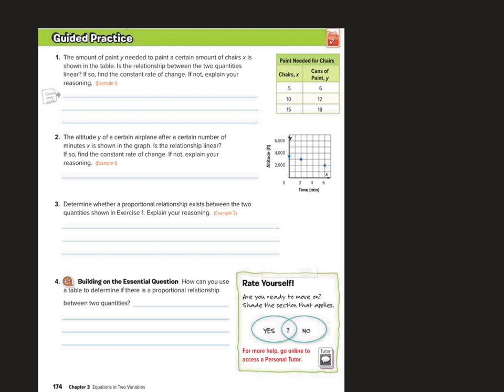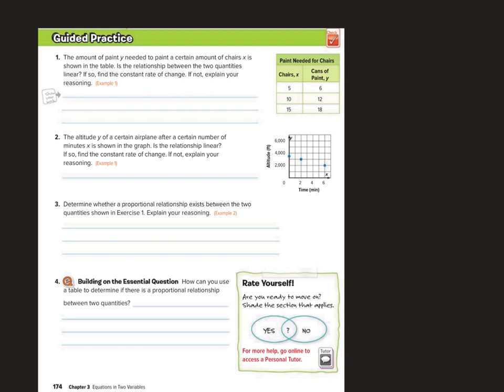So let's work through the guided practice together to get some more experience with this. Number 1 reads, the amount of paint Y needed to paint a certain amount of chairs X is shown in the table. Is the relationship between the two quantities linear? If so, find the constant rate of change. If not, explain your reasoning.